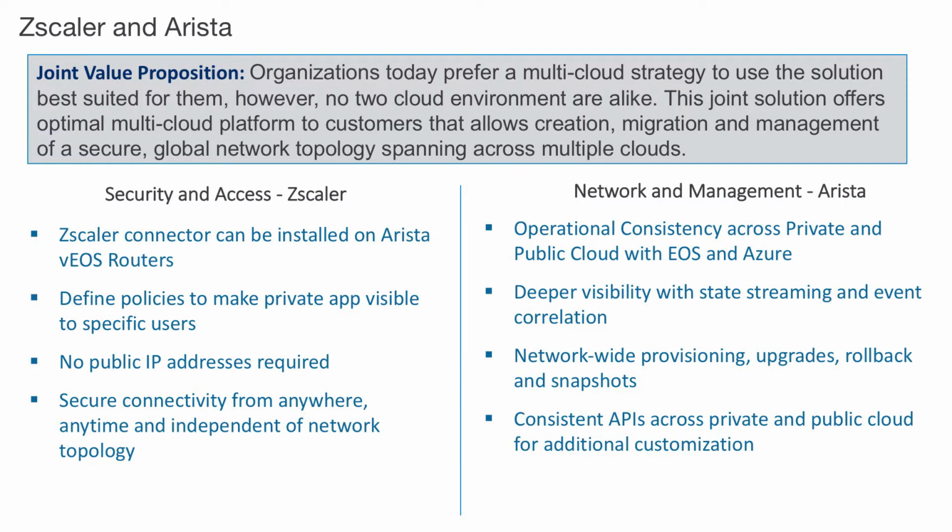Within the Zscaler and Arista joint value proposition, Arista shoulders the network and management responsibilities. Arista starts with operational consistency across private and public cloud, with EOS as the foundation and rolling out across AWS and Azure. EOS also delivers deeper visibility with state streaming and event correlation, absolutely essential elements for establishing any anomalies that we observe in a network.